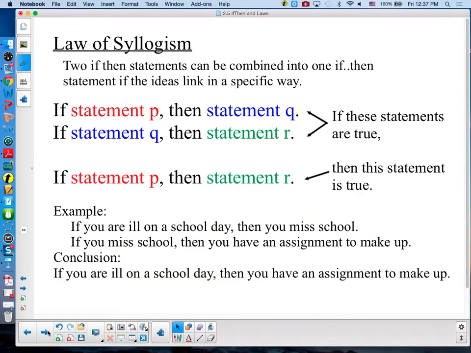Okay, law of syllogism is another one. Syllogism, that's kind of a funny word. It says two if-then statements can be combined into one if-then statement if the ideas link in a specific way.